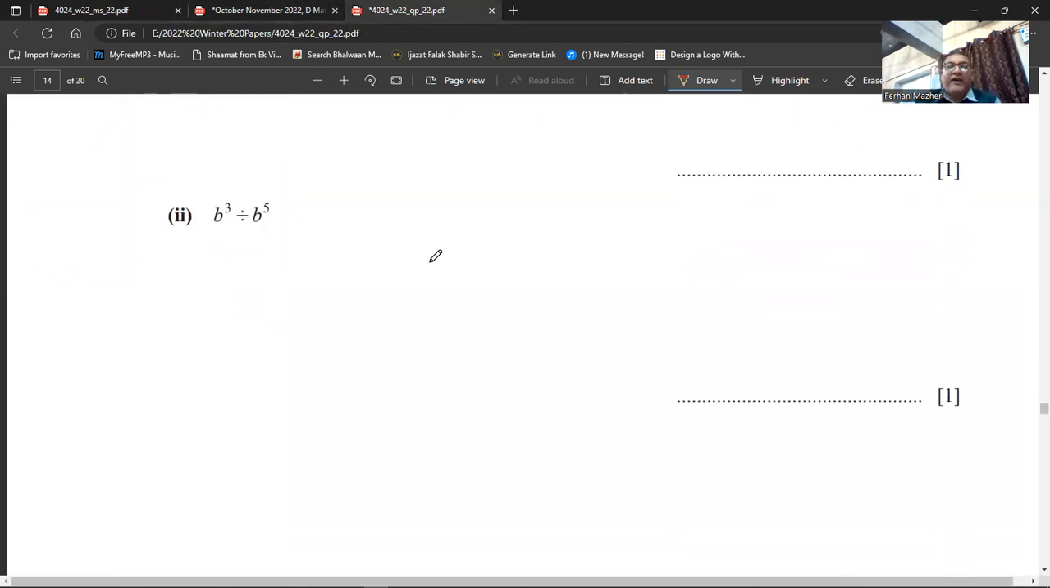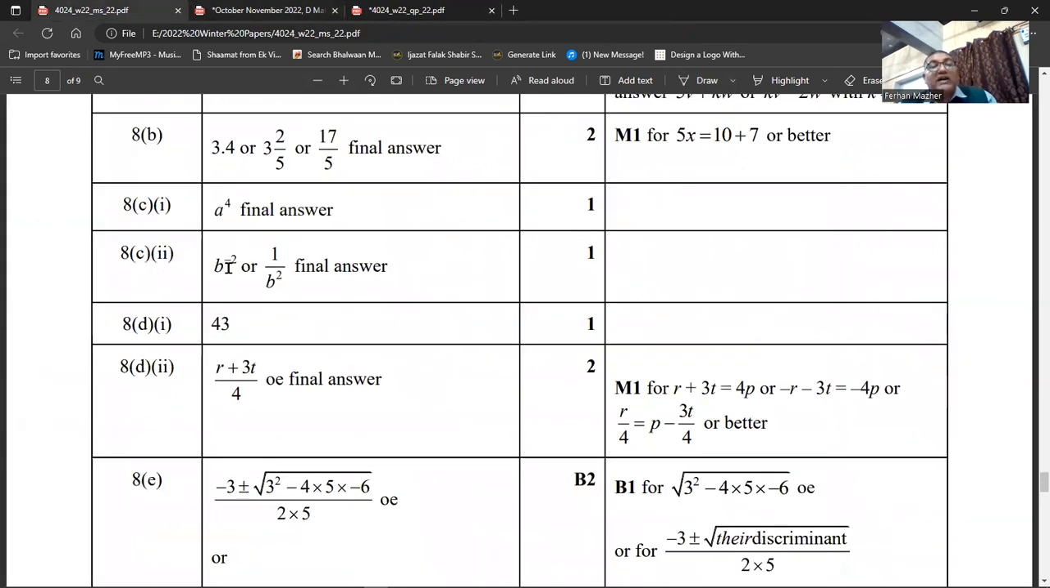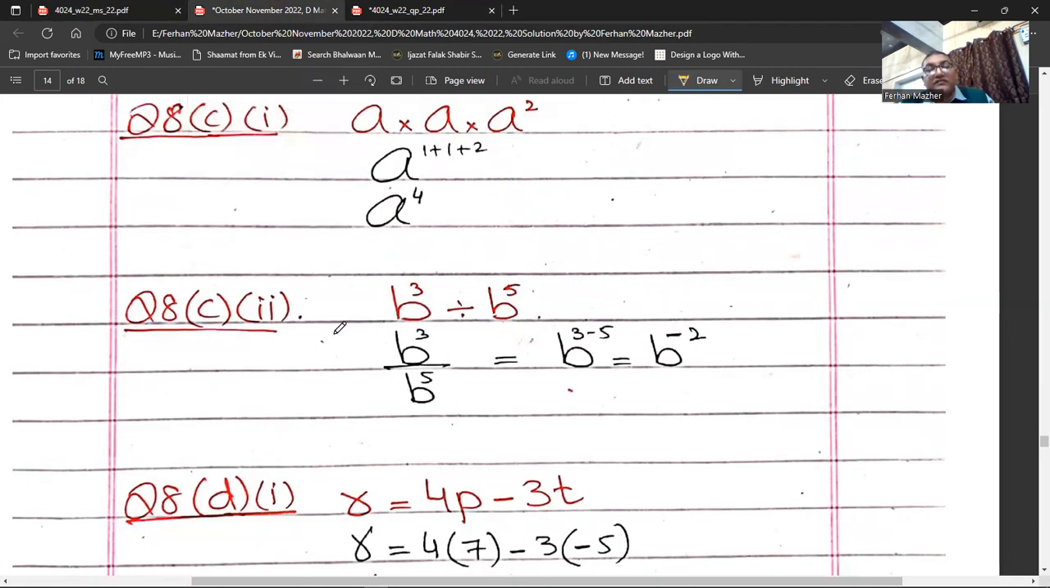Then we have the second part: A B cube divided by B raised to power 5. I always write them as a fraction, then it becomes easy for me to understand. So from the upper power, I subtract the lower power. So you will have 3 minus 5, and you will have B raised to power minus 2. B raised to power minus 2 is the right answer, sir. You can also write it as 1 by B square.